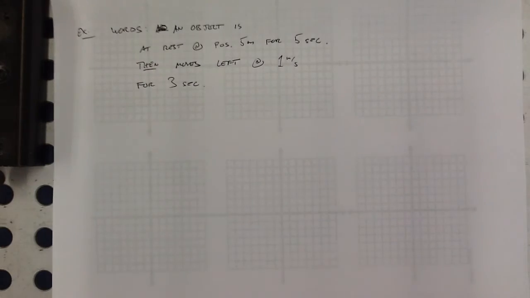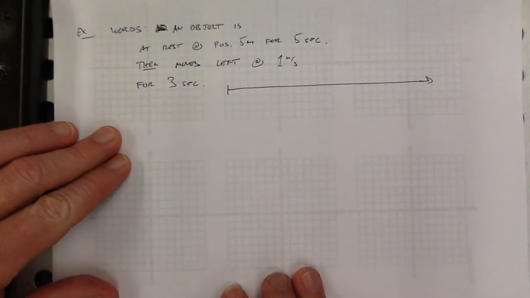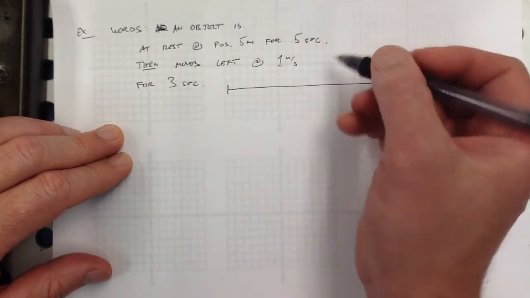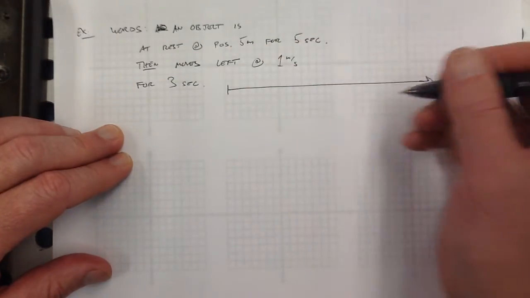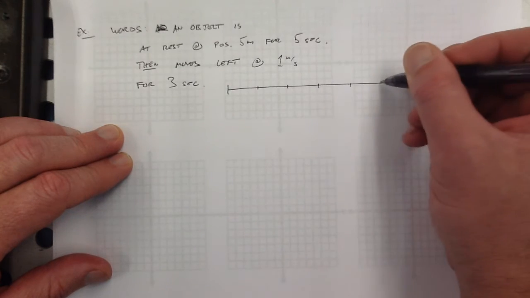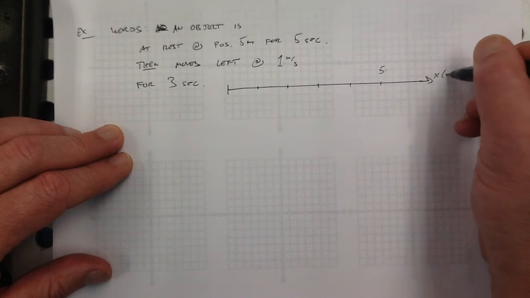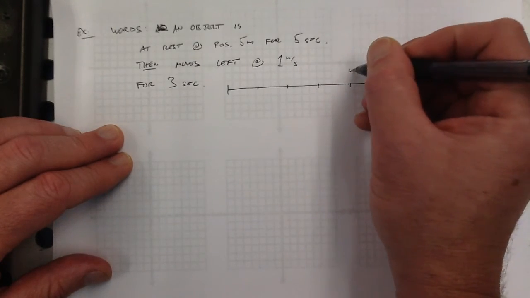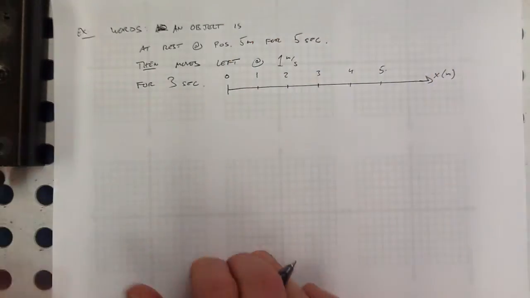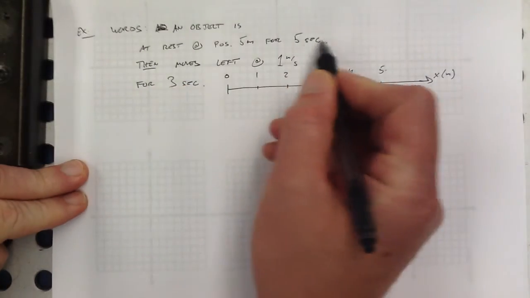All right, can we make a motion map of that? Let's see. It's going to start at position 5, and it's going to go to the left, so I don't need anything past 5. So 1, 2, 3, 4, 5. That should be pretty good scaling. I'll say that this is position in meters, then I don't have to write m's next to every number. Okay. Now, it's at rest for 5 seconds.